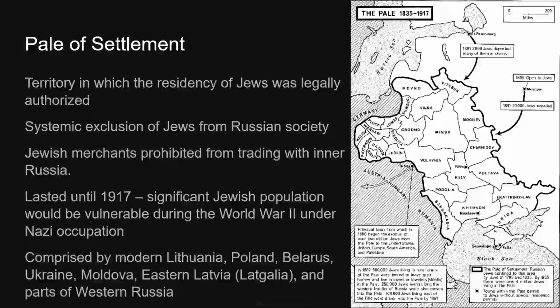Further exclusions included not just physical but economic exclusions, as Jewish merchants were prohibited from trading with areas outside of the Pale. By 1835, over 4 million Jews were living within the Pale, and would remain in the Pale until the aftermath of the Second World War, as the Jewish community drastically suffered under Nazi occupation of the Soviet Union. The borders of the Pale cover parts of modern-day Poland, Lithuania, Latvia, or specifically Latgalia, Ukraine, and some Western Russian territories, while completely covering the territories of modern Belarus and Moldova.